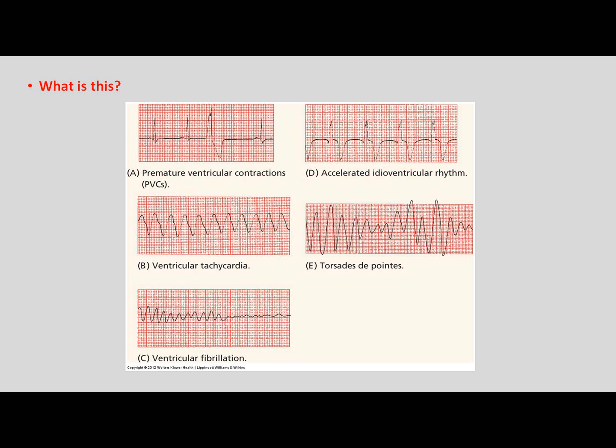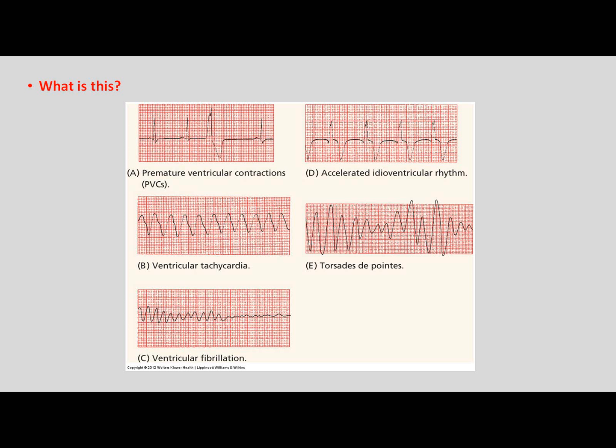What is it? Ventricular tachycardia, because wide complexes going fast, more than 3. This is torsades because it's spinning around. Big PVCs, then small, narrow, short PVCs going back to top.